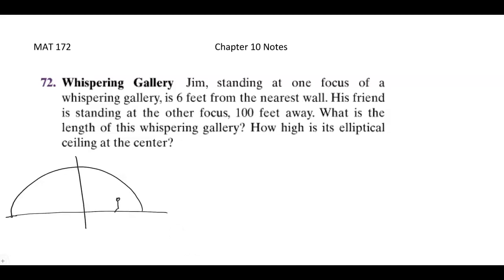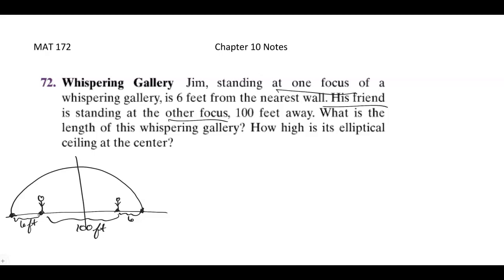Here's Jim. He is 6 feet away from the wall. Here's his friend, which is 100 feet away from him. And he's also going to be 6 feet away from the wall. The reason we know he's 6 feet is that Jim is standing at one focus and his friend is standing at the other focus. So the focus is always going to be the same distance from the vertex, which is here, to the focus. So that distance and that distance have to be the same.